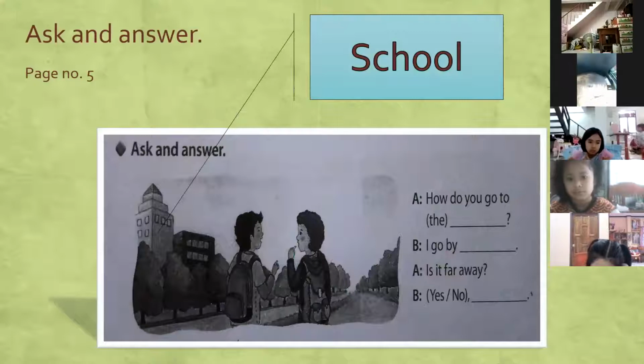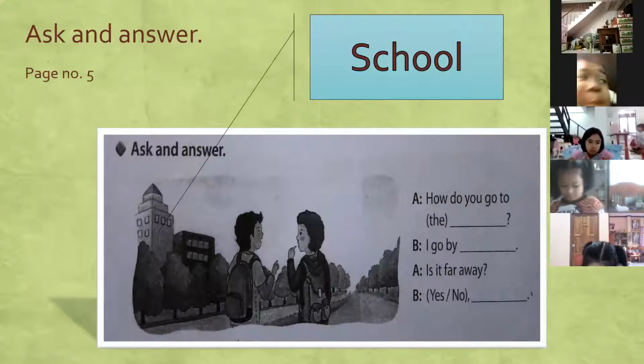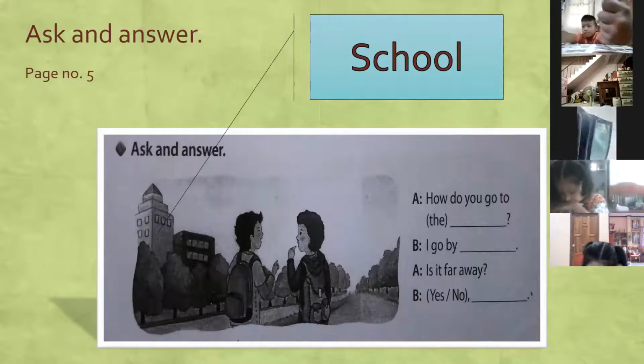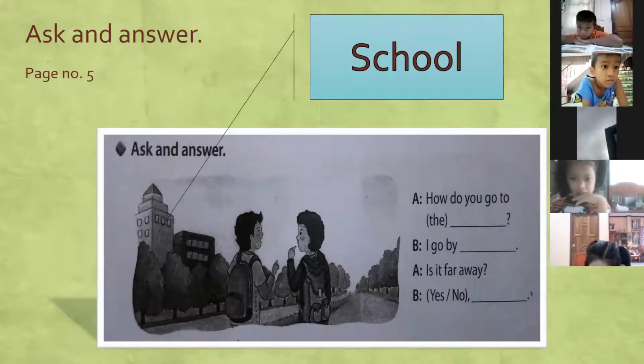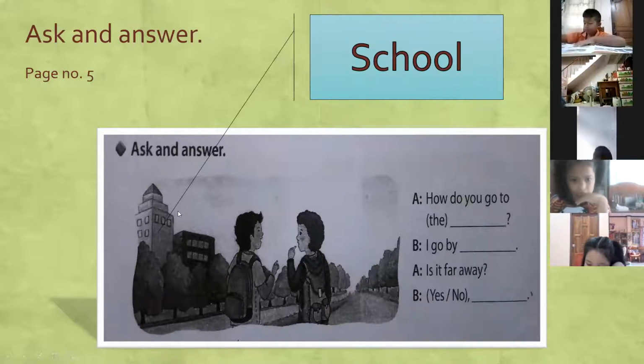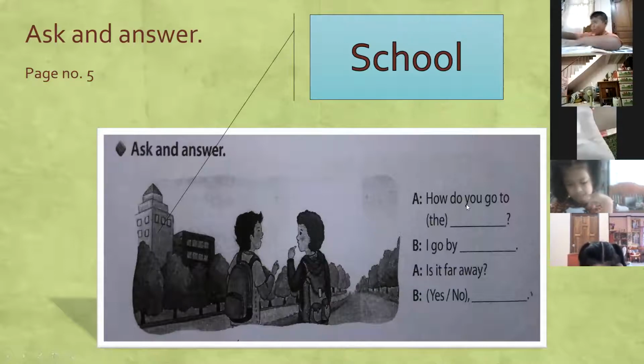Okay, now, on your book. Where is your book? Get your book. Everybody will answer this one. So this is school. Semomong school. So this is your school.